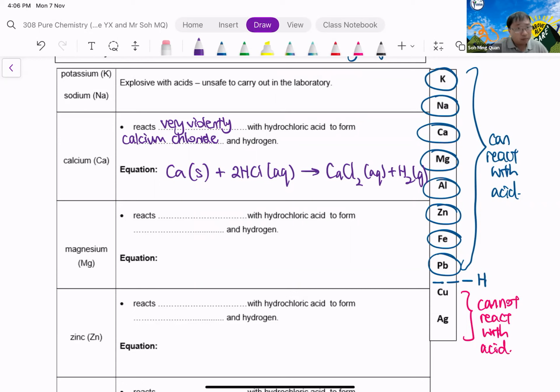Now, next one is magnesium. So we have learned before, the next one will be violent. And you have tried this in the lab before. Magnesium, if you put just one strip of magnesium into HCl, the reaction is actually quite violent. The effervescence is really vigorous. The tube gets very hot. So this is an example of a violent reaction. It forms magnesium chloride and hydrogen. Okay. So again, I think this equation is not difficult to write.